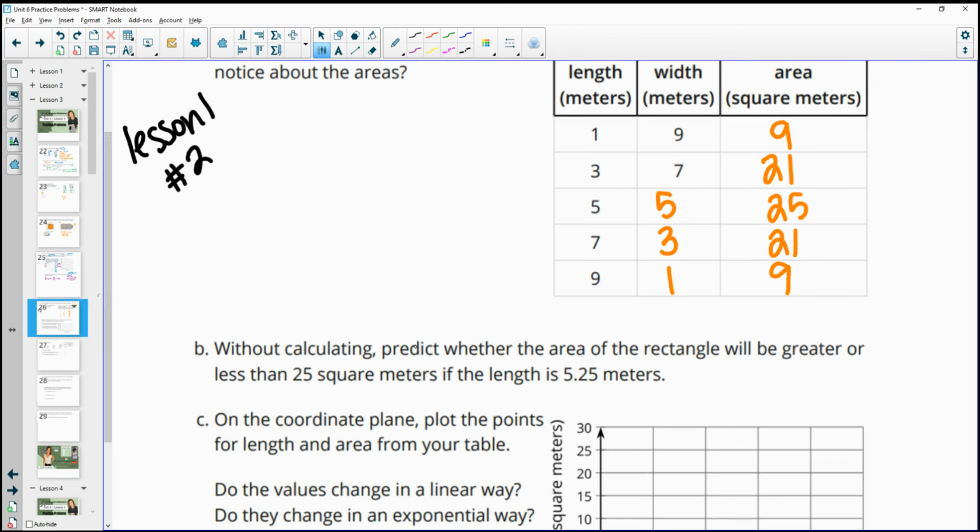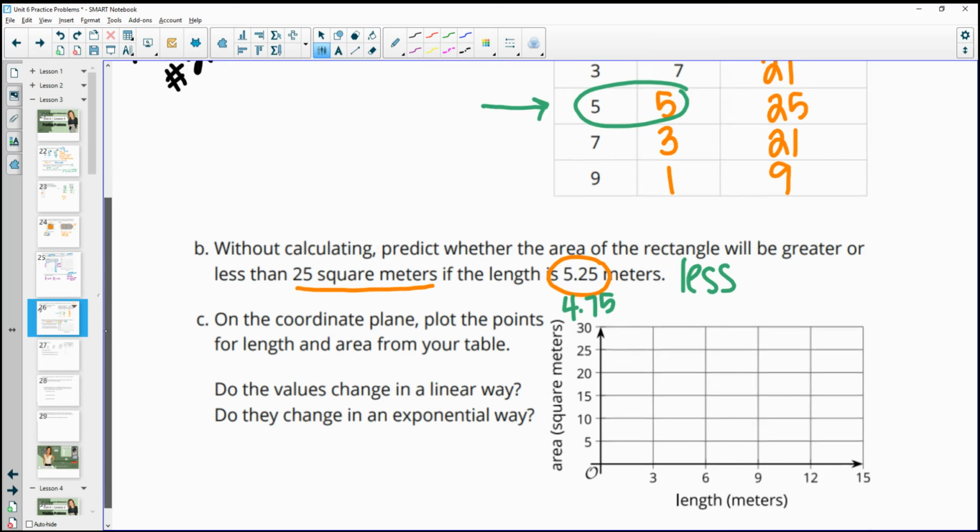Then it says, without calculating, predict whether the area of the rectangle will be greater or less than 25 square meters if the length is 5.25. So if you remember back in lesson 1, we kind of looked at maximizing the product. And that happens here when the numbers are exactly the same. We get that maximum product. So if the numbers add to 10, the highest that they're going to multiply to is when they're the same, 5 times 5 or 25. So this is automatically going to need to be less, since this is not a 5. Because if we had a length of 5.75, we would have a width of 4.75, and that's going to multiply to less than 25.